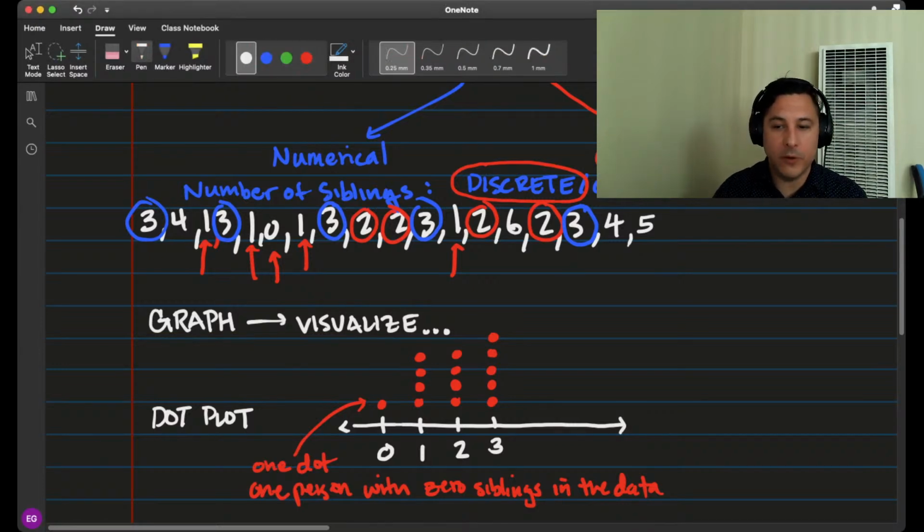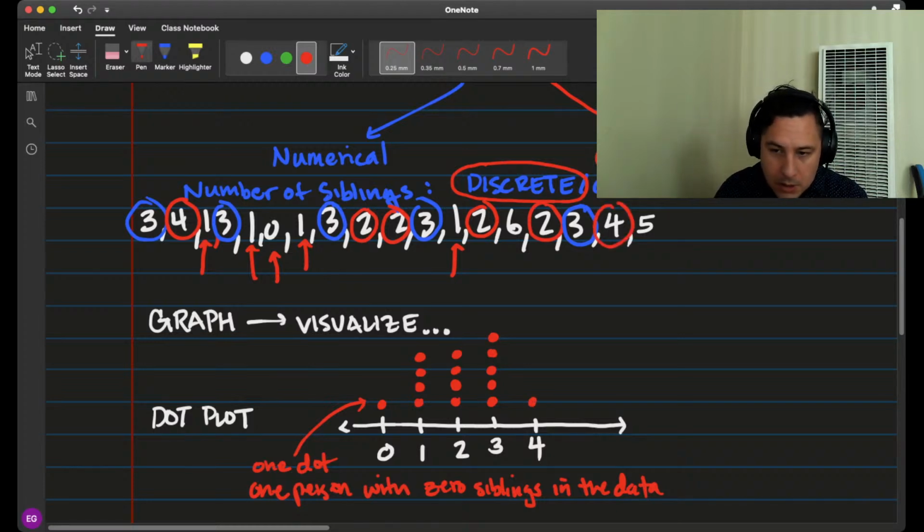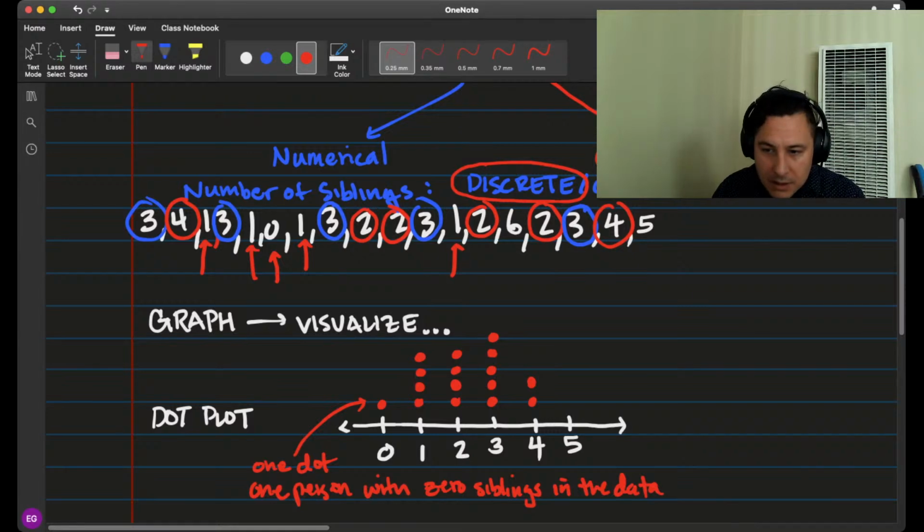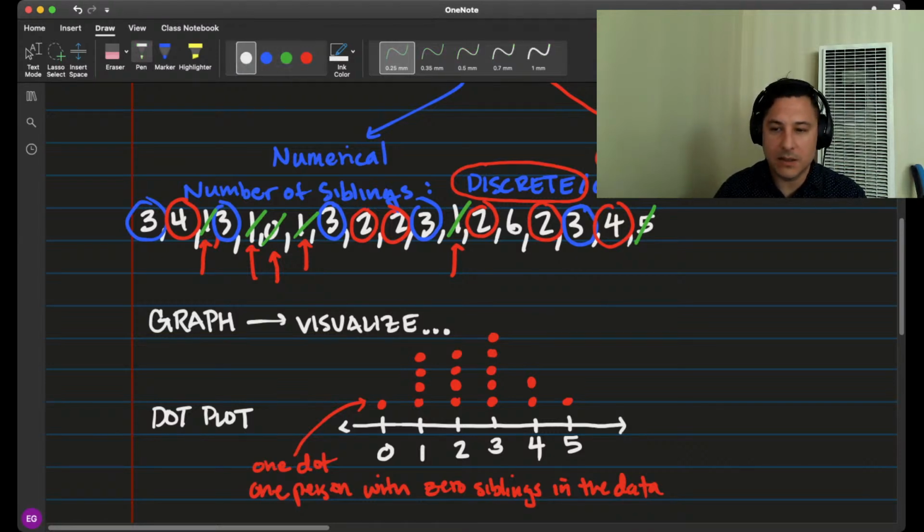Okay, the next number is going to be 4. Count how many 4s there are. 1, 2. Okay, next number would be 5. I see 1 5. It was right here. Let's mark it off so I don't see it later. Let's also cross off all the 1s. Cross off that 0. And there's 1 number left, the 6. And now we've got everyone.